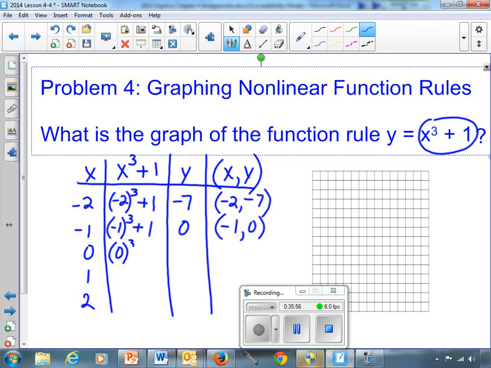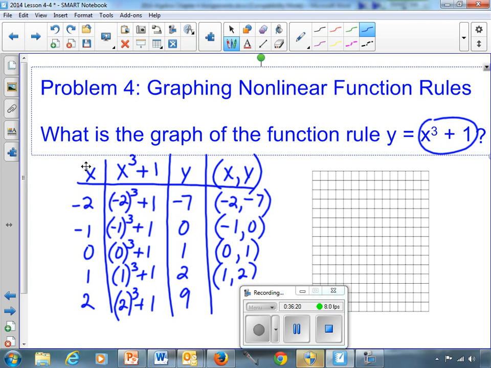Taking 0 and cubing it, plus 1 would be 0 plus 1 is 1. So the ordered pair (0, 1). Cubing 1, we get 1, plus 1 is 2. And so we have the ordered pair (1, 2). And finally, taking 2 and cubing it, we get 8, plus 1 is 9. So we have the ordered pair (2, 9).